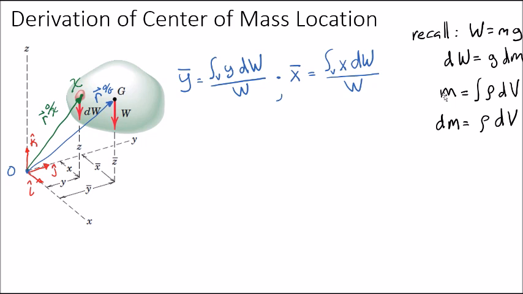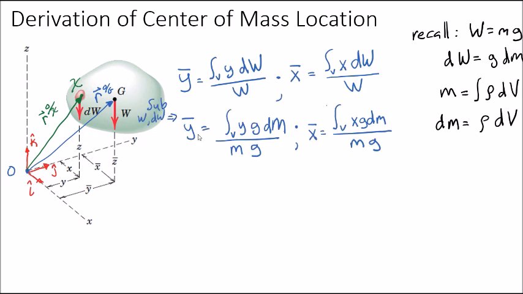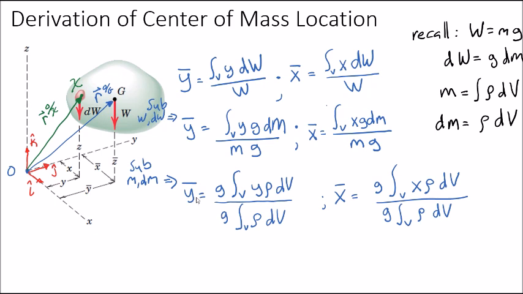We can substitute in our weight and differential weight into our equations for y bar and x bar. This gives us that the integral over the volume of y times gravity times the differential mass over mg is equal to y bar. Also, x bar is equal to the integral over the entire volume of x times gravity dm divided by mg. Next, we can sub in for dm and m. So we get that y bar is equal to gravity times the integral over the entire volume of y times the density dV over g times the integral of the density dV.